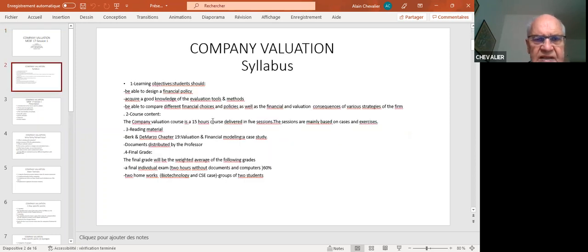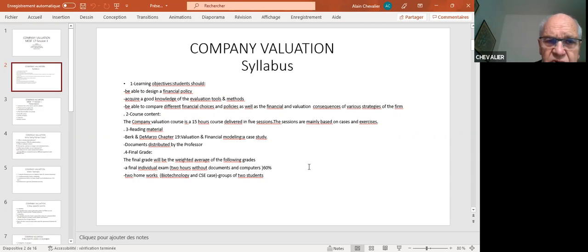And now let's have a look at the syllabus. In that syllabus, we will check if you are able to design a financial policy, which is very central. We studied that topic already in the preceding course in diagnosis and financial policy, but we have to go into more detail here in order to measure the impact of the financial policies on the value of a firm.